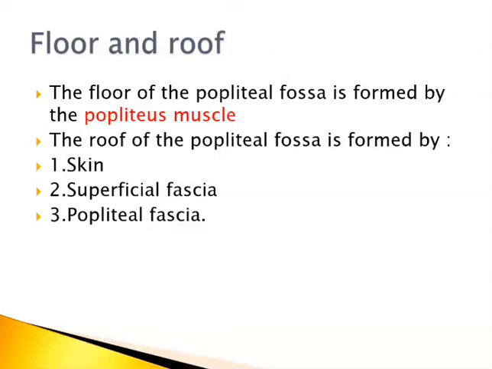Coming to floor and roof. The floor of the popliteal fossa has a muscle that is called popliteus. Coming to roof, the roof of popliteal fossa is formed by skin, superficial fascia and popliteal fascia, that is deep fascia.